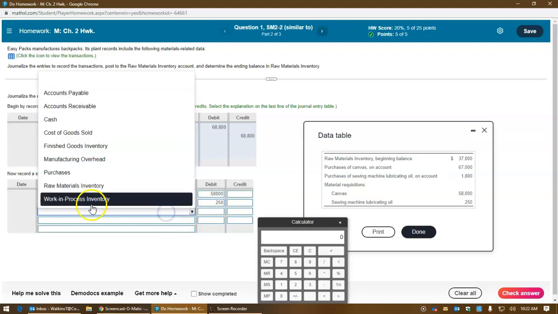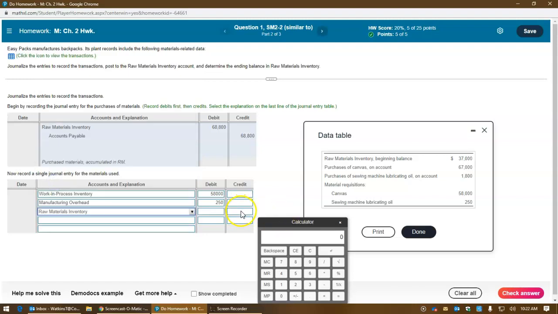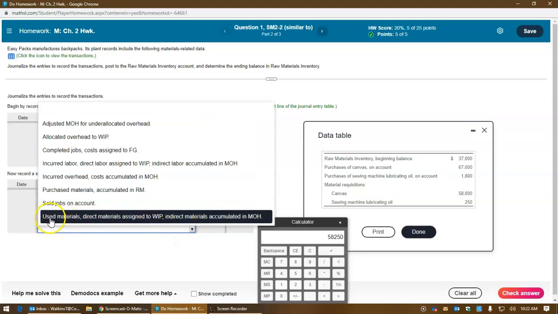Okay, indirect material. And the credit, these materials came out of the raw materials inventory account. So then you're just going to add 58,000, $58,250. You'll just add the two balances together. And the description, used materials, direct materials were assigned to work in process, which is the canvas. And the indirect materials, which is the oil, is hard to trace oil to the production of a book bag. So that is an indirect material, and that accumulates in an account called manufacturing overhead.